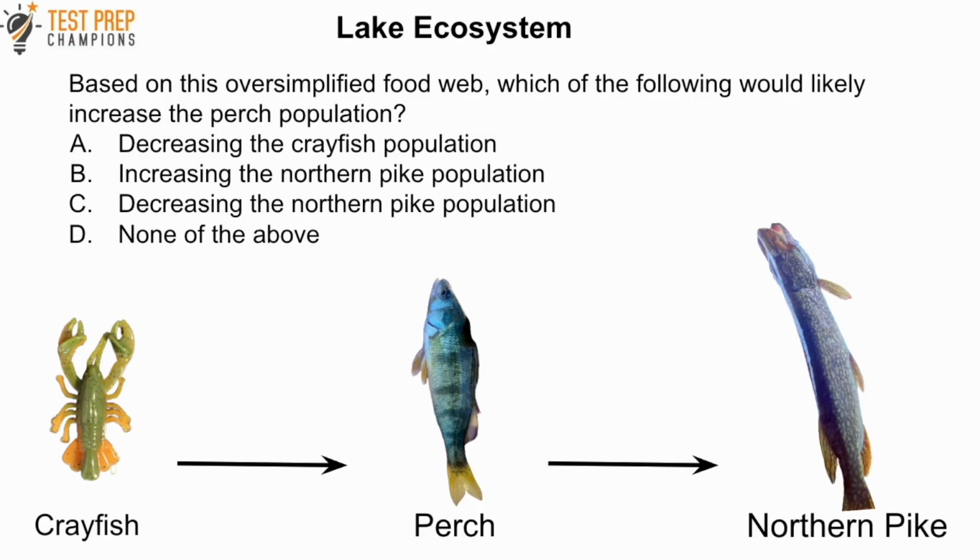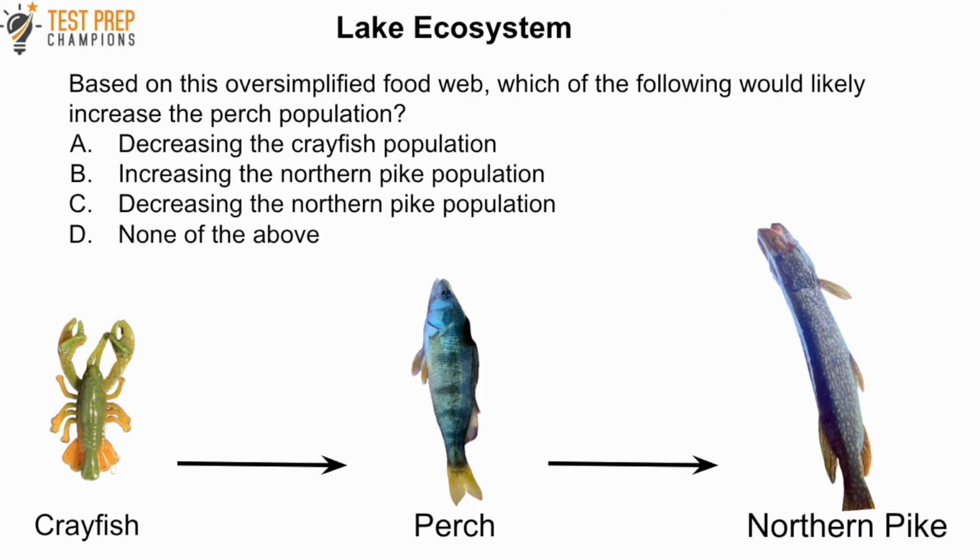The arrows are showing the flow of energy. So the way to think about this is that the perch eat the crayfish, and energy then flows from the crayfish to the perch. Same with the northern pike. So the northern pike eat the perch, and energy flows from the perch to the northern pike. All right, so again, it's really easy to look at this and think that the arrow is showing that the crayfish eats the perch, but it's actually the other way around.